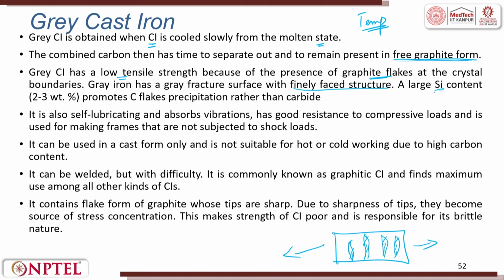As I told you, Si is added to promote carbon flake precipitation rather than carbide formation. If the carbon diffuses into iron, it forms carbides. If it is not allowed, then it forms these graphite flakes. Graphite has a very good lubricating property. So, it is self lubricating, absorbs vibration and has good resistance to compressive load.